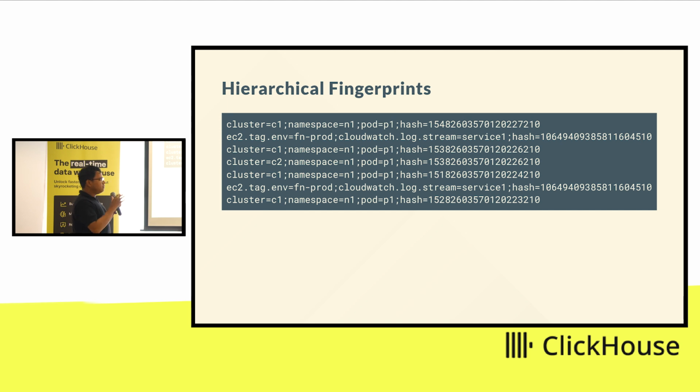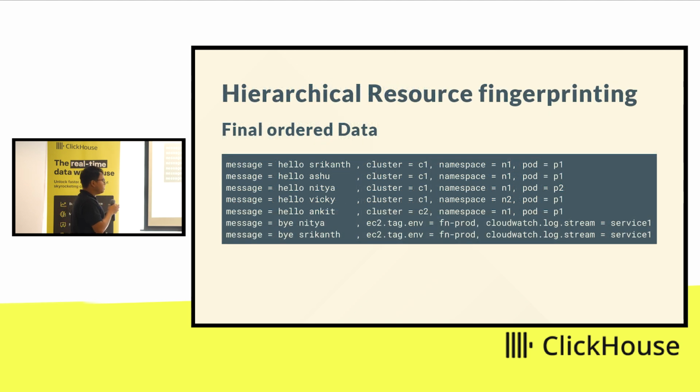Now let's see, once we have this fingerprint, how ClickHouse will actually order the data. Here you can see the actual data that will be returned to ClickHouse. We have sent data which is not ordered, but here you can see that for the same cluster, the same instance, the same pod, it will be clubbed together. For the same cluster, the same instance, but a different pod, it will be nearer to that.